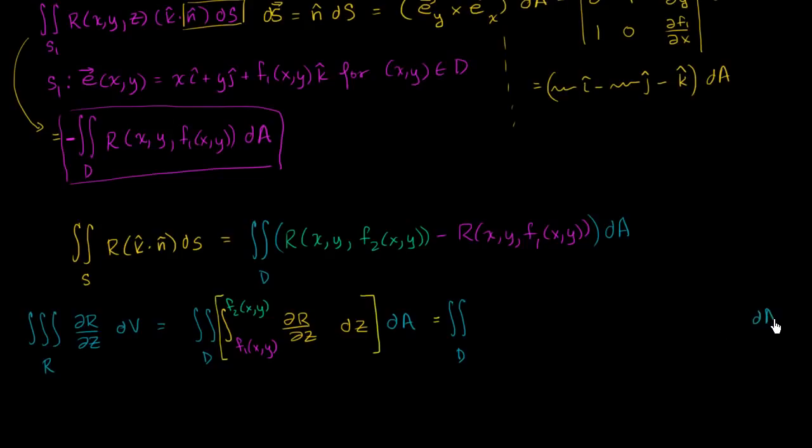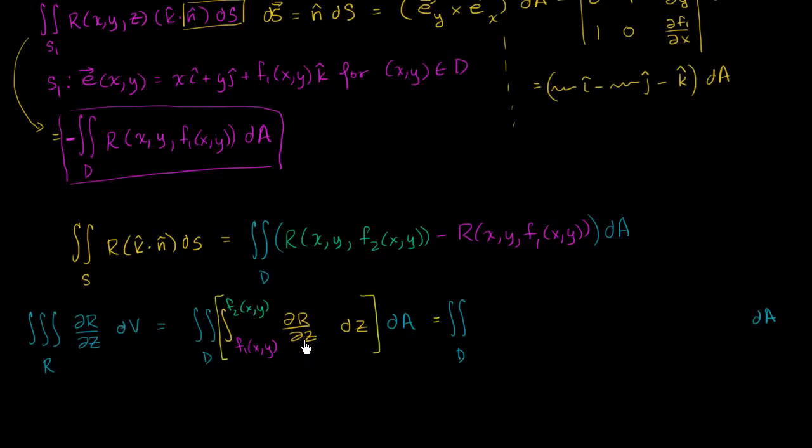Actually, let me give myself some real estate. dA. Well, what's the antiderivative of this? This is just r. And this is just r, or r of x, y, z, evaluated when z is f1, or when z is f2. And from that, we evaluate it when z is f1. So this is just going to be r of x, y, and z, and we evaluate when z is equal to that. And from that, we subtract it when z is equal to that.